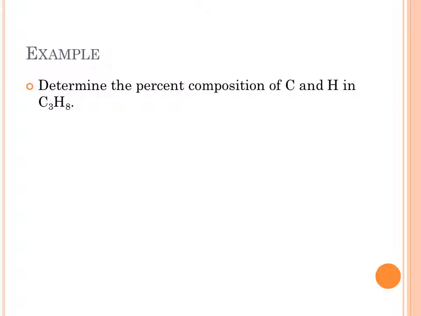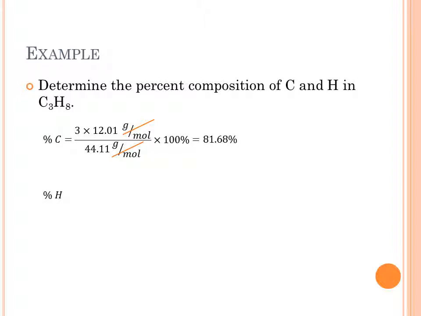So now we want to calculate the percent composition of carbon and hydrogen in propane. We already previously calculated the molar mass, so we won't do so again. Percent of carbon is going to be 3 times the atomic mass of carbon, 12.01 grams per mole, divided by molar mass of the compound, 44.11 grams per mole, times 100%. We get 81.68%.